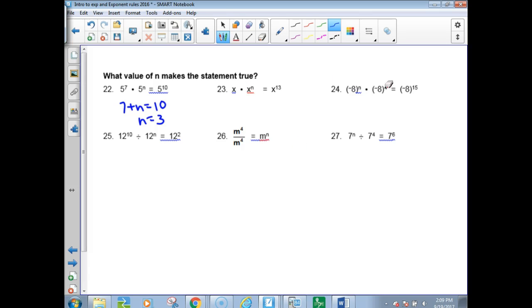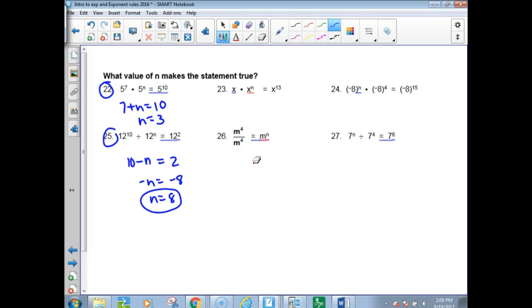Okay, here it's also this. I can skip that one. I'll skip that one. Let's go to 25, please. Just circling the ones I'm doing. This is a division, so you would be doing 10 minus n. The rule would be to subtract, and you'll be getting 2. So that means that n had to be 8. And you probably didn't need to do an algebraic equation to figure that out.